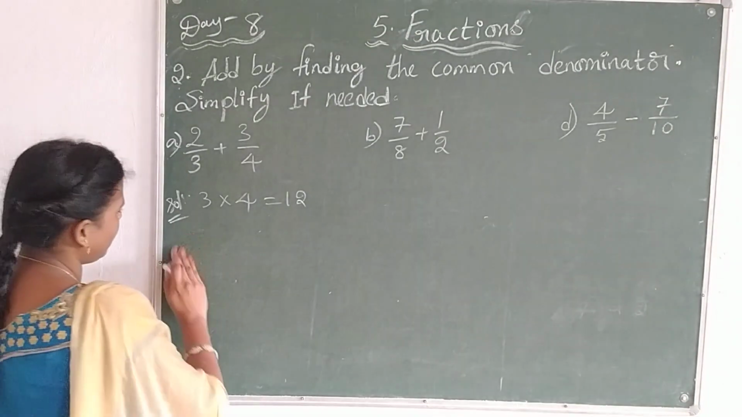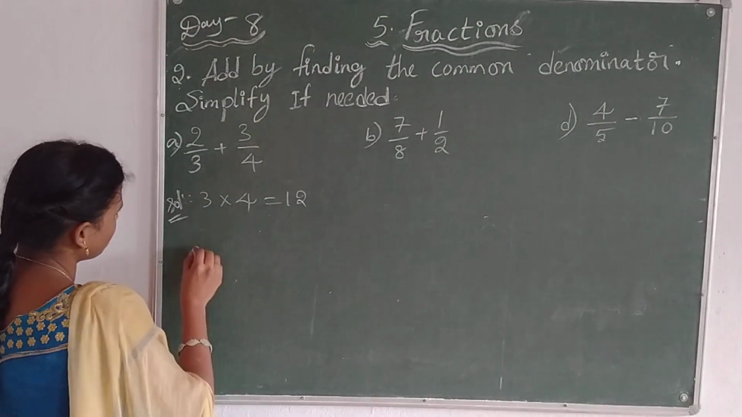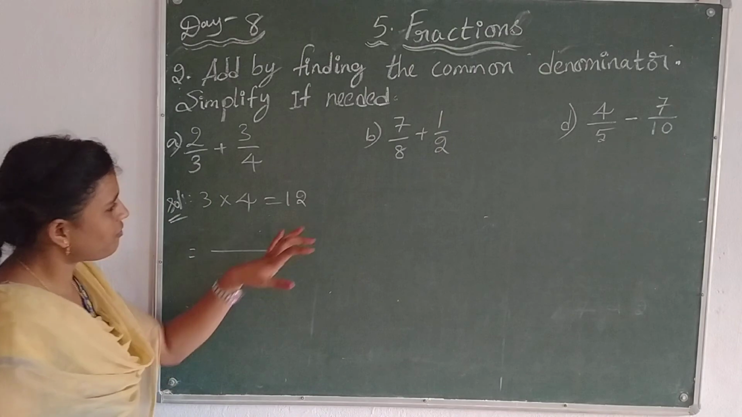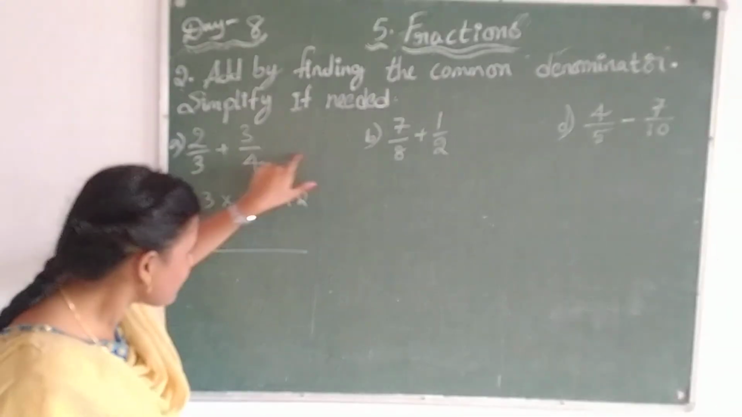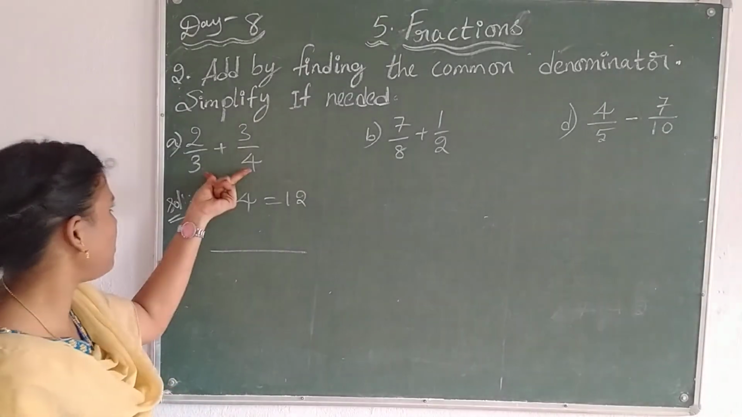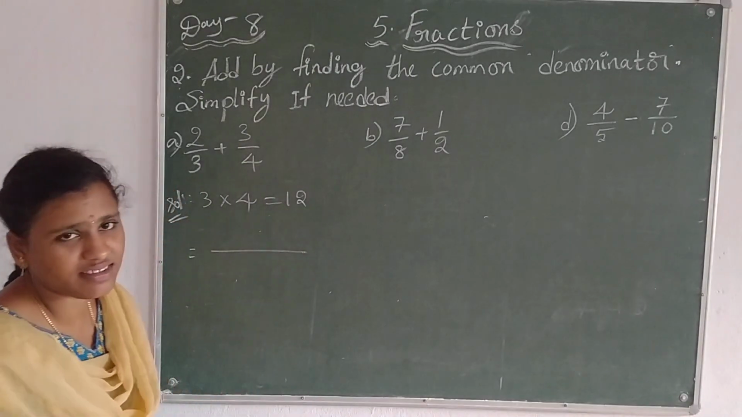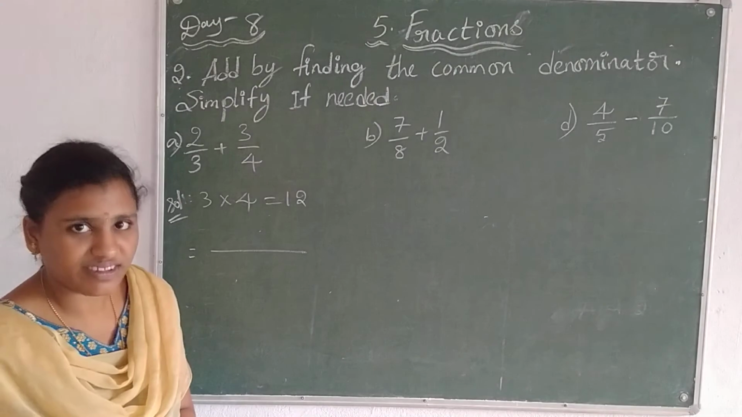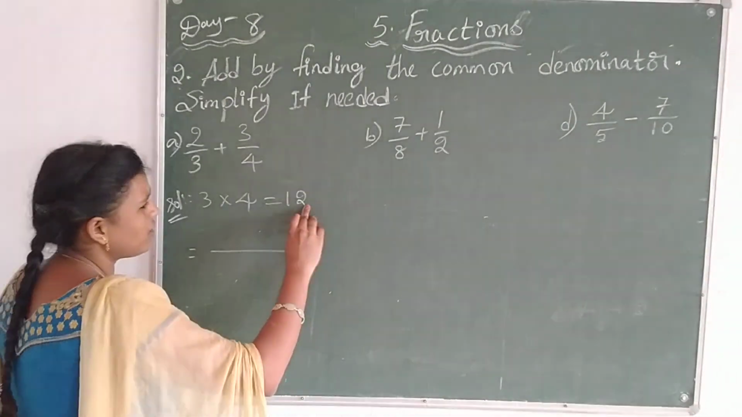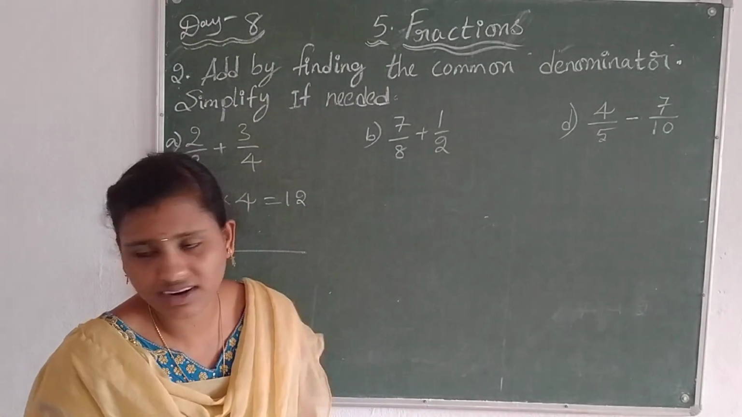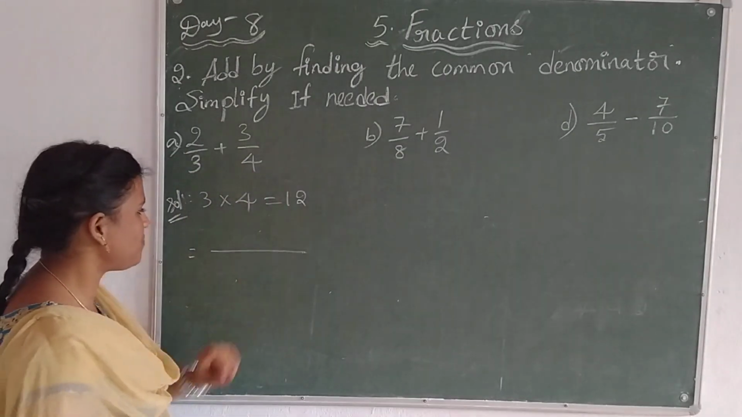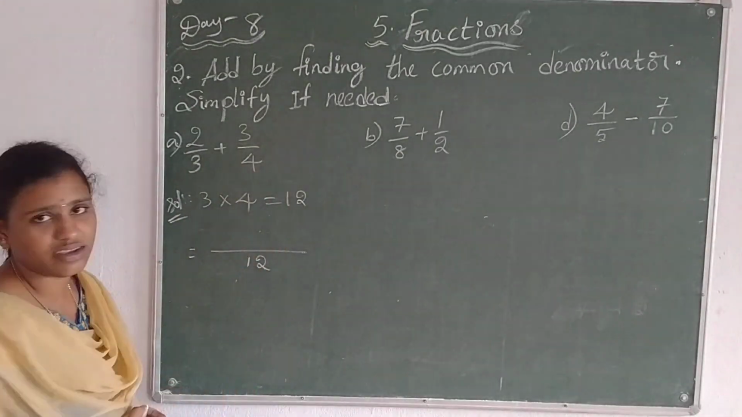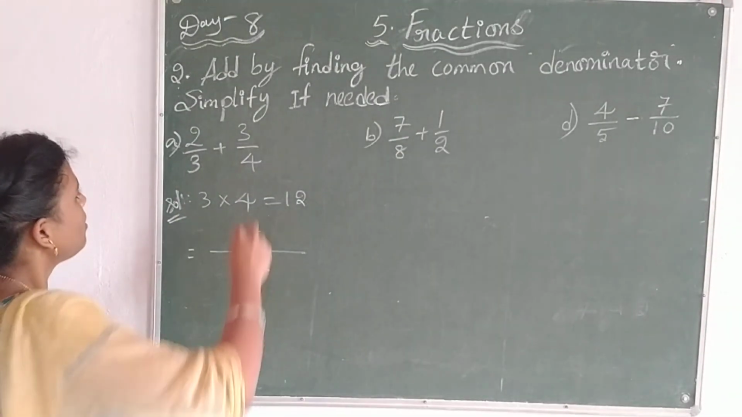Write this. This is our denominator. If you multiply these two numbers, you will get some answer. That is the denominator of our sum. So our sum denominator is 12. Understood, children? So 3 fours is equal to 12. Write the 12 as the denominator here.